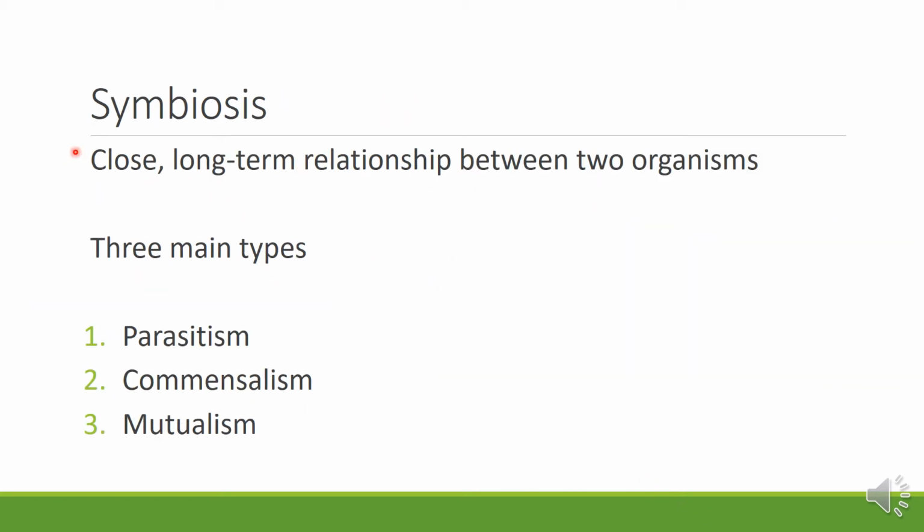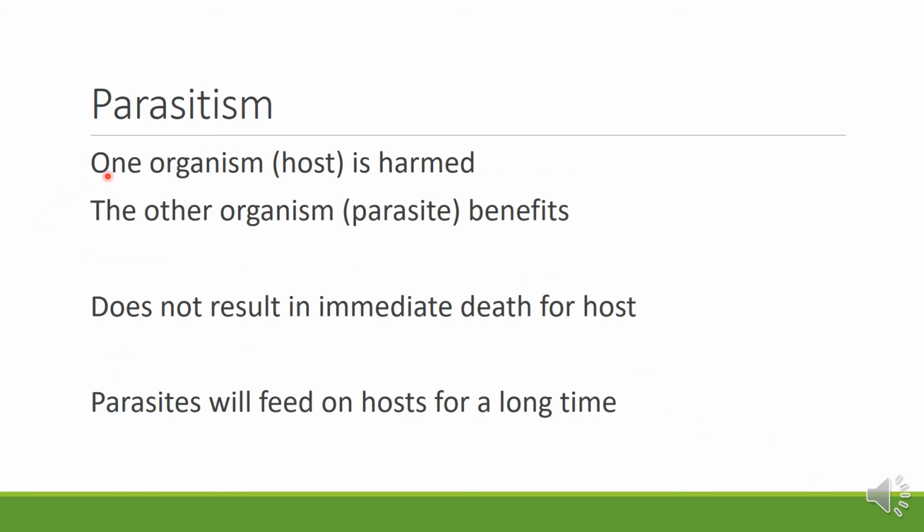Symbiosis. This is a close, long-term relationship between 2 organisms. There's 3 main types. There's parasitism, commensalism, and mutualism. Parasitism, one organism, the host, is harmed. The other organism, the parasite, benefits. It does not result in immediate death for the host. Parasites like to feed on their hosts for a long time.